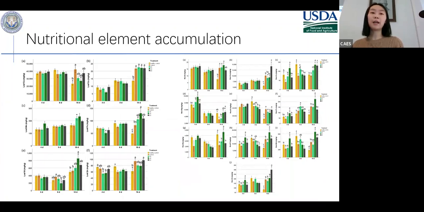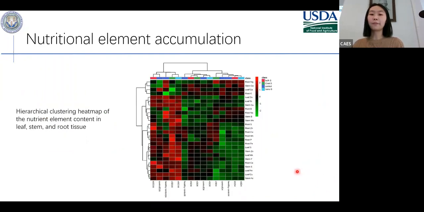So we know that the biomass of the tomato plant had been significantly increased. We also want to know about the nutritional element accumulation, which may be related to the quality of the crops. So we analyzed the concentration of all the nutritional elements in the different tissues and organs of the plants. Here are the raw data that I won't discuss in detail. We summarized all the data in this heat map, which shows all the nutrient elements contained in the plant leaves, stem, and root tissues.